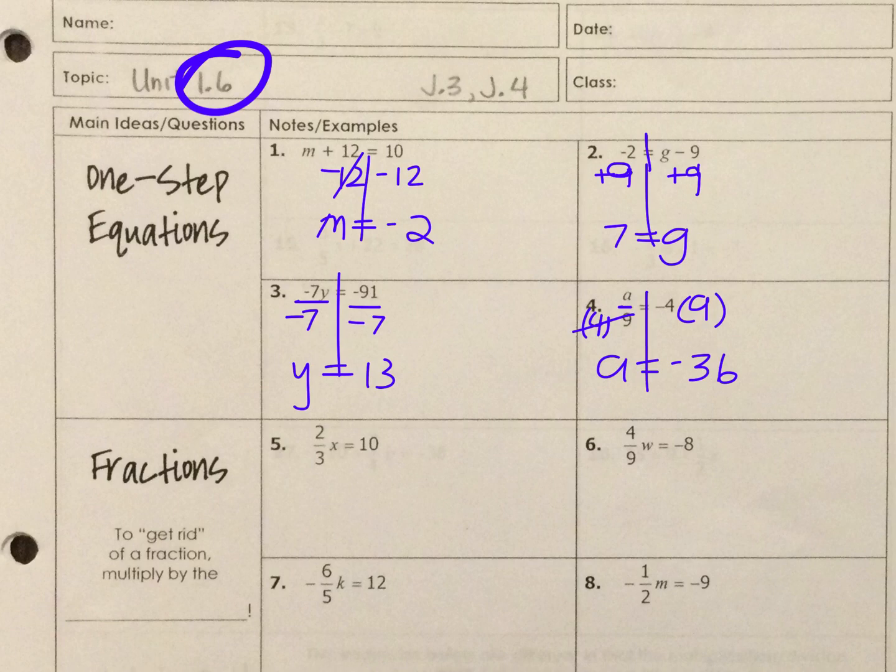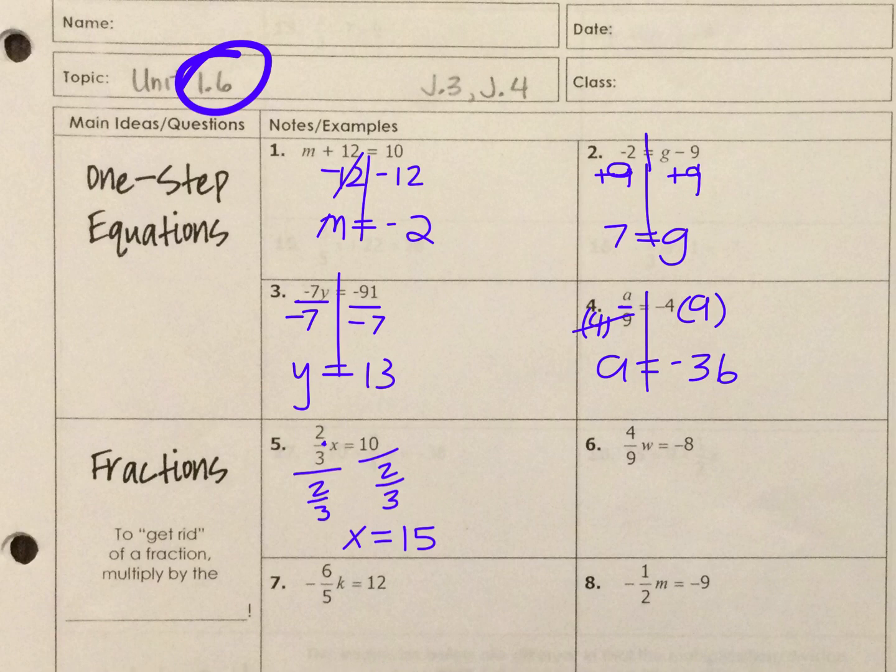The first way is, what's going on between that 2/3 and the x? Well, we know when we can't see anything, it's being multiplied, so I'm going to put my multiply dot there. The opposite of multiplication is division. So if I divide both sides by 2/3, I end up with x equals 15. Now, this next one, I'm going to do a different way.